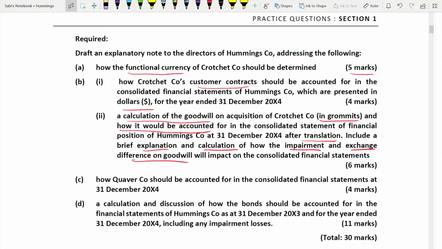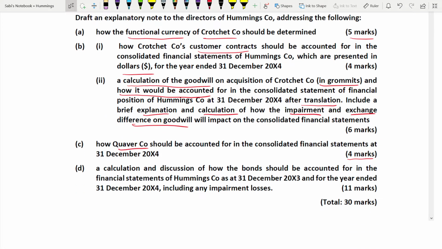Going to part C, how Cueva should be accounted for in the consolidated financial statements. So this is about Cueva, another company. This is about Crochet. So part A and part B have nothing to do with the Cueva company. It is only dealing with one particular company, and C is another company. For 4 marks, you have to say how it will be accounted for. It could be an associate, a subsidiary, a joint venture, a financial instrument, and accordingly you have to say how to account for it.